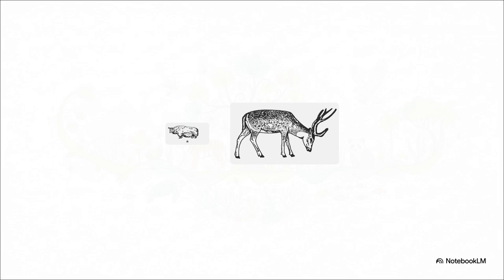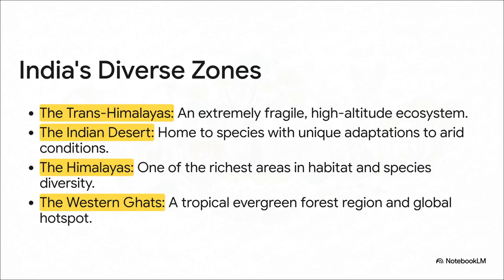And on the other, you have the tiny, endangered, lion-tailed macaque, thriving in the warm, humid rainforests of the Western Ghats. It's like two completely different planets, all within one nation. And believe me, that's just a quick peek. Each one of these zones is its own special world. You've got the super fragile Trans-Himalayas up high, the incredible Indian desert, where creatures have mastered survival without water, and then the Himalayas and Western Ghats, which are just overflowing with life.